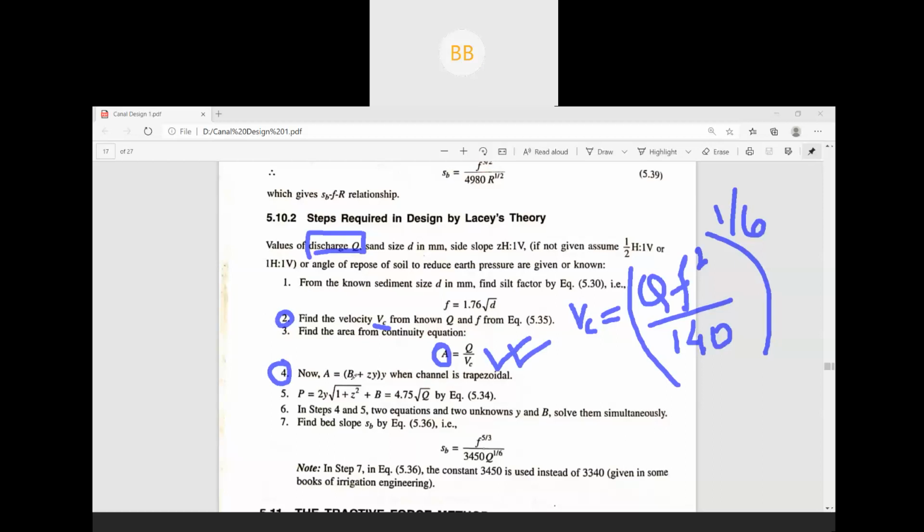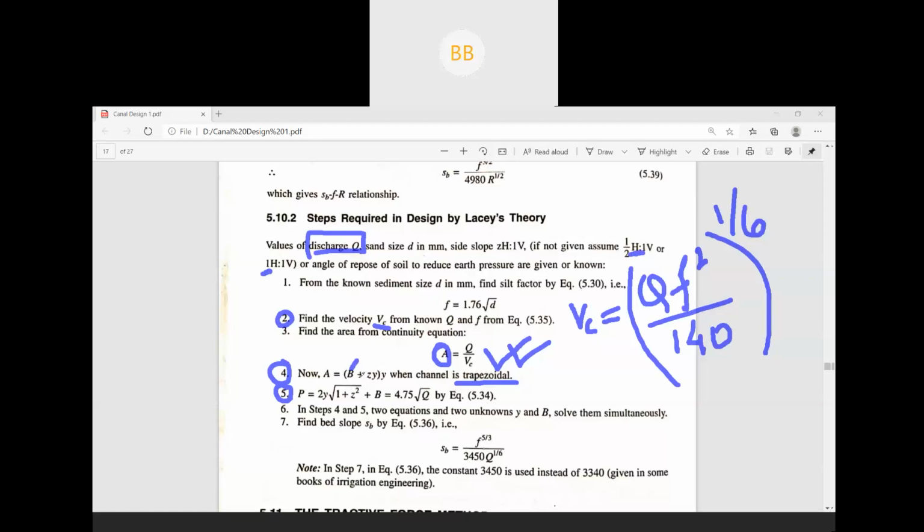Then in step number 4 you are going to use the expression for the area of a trapezoidal channel. Then in step number 5, in the step 4 area expression, the area is known to you, but the width of the channel, or you can say bottom width of the channel, and the y value are not known. The z value, if it is given, then it's okay. If it is not given, then we are going to assume 0.5 or 1. So in this equation we have two unknowns.